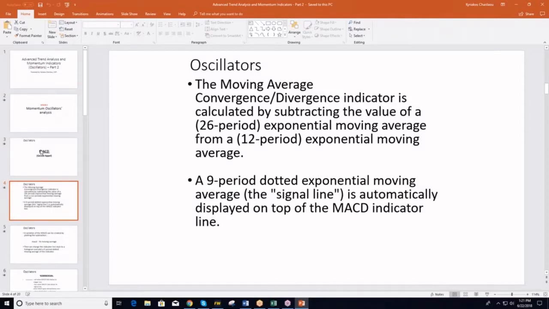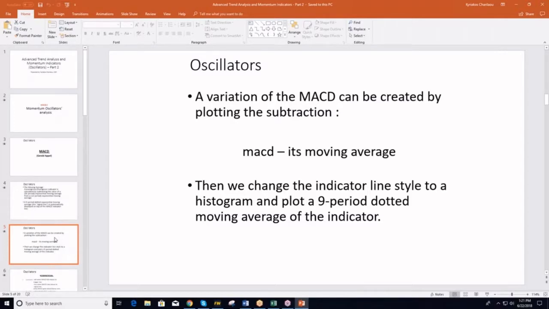The MACD indicator also has a signal line, which is slower than the MACD line, and the signal line is a derivative of the MACD line. As soon as you calculate the MACD value, you use that value to arrive at the signal line value. The signal line value is the 9 EMA of MACD. So there are two lines there. The first line is the MACD line, which is 12 EMA minus 26 EMA. And the 9 EMA of the result of the MACD line, in other words, the 9 EMA of MACD, is called the signal line. A variation of the MACD can be created by plotting the subtraction MACD minus moving average. Then we change the indicator line style to a histogram and plot the 9-period dotted moving average of the indicator.